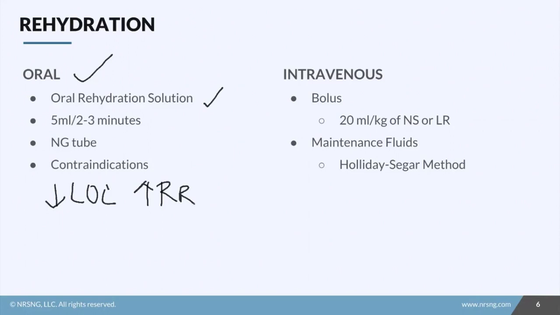So if the child is so dehydrated that they need a bolus, you're going to use this formula here. They're going to get 20 mLs of fluid per kilogram, and you're going to use normal saline or lactated ringers. Now, if that child also then needs maintenance fluids, you're going to use something called the Holiday-Segar method. And this formula is used to calculate how much they can have based on their weight. Now, the first time you see this formula, you're going to think, what the heck?